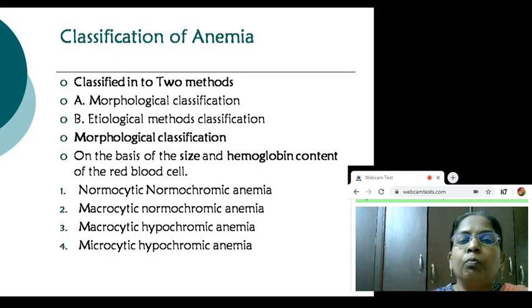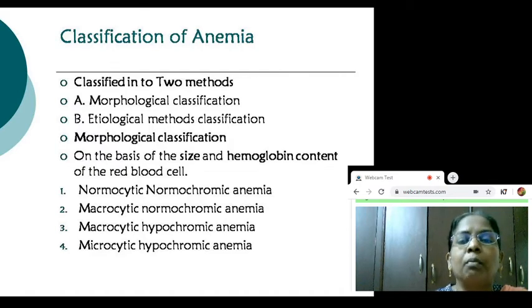Now we move on to the classification of anemia. It is classified into two types, basically morphological and etiological. Morphological means based on the normal size and the hemoglobin content level, and etiological means its causes, whether it is acute or chronic, such kind of things. Now we'll go one by one.